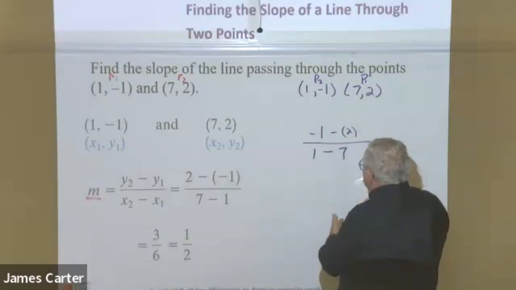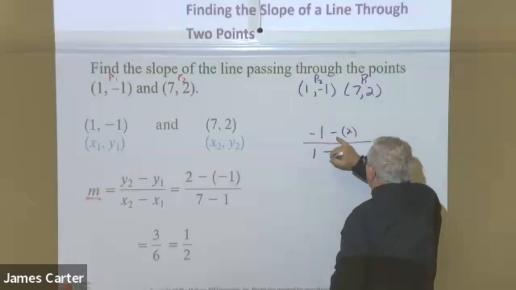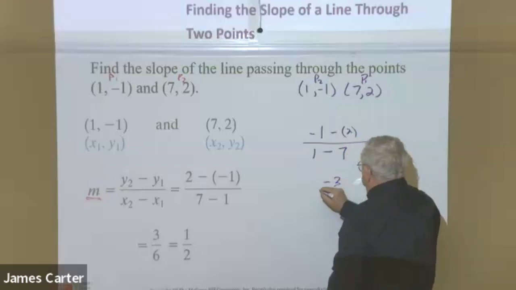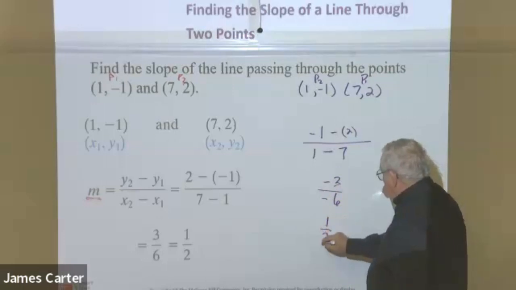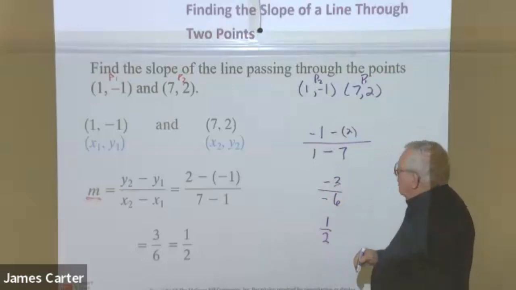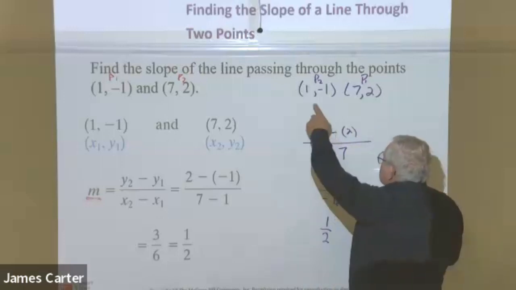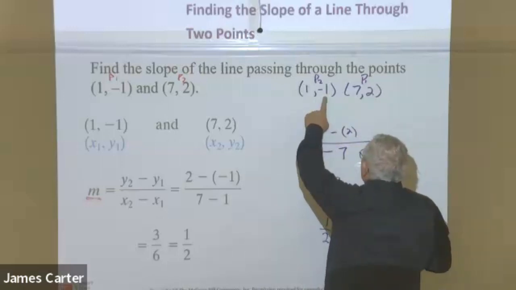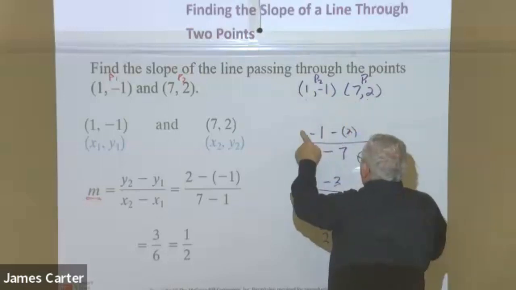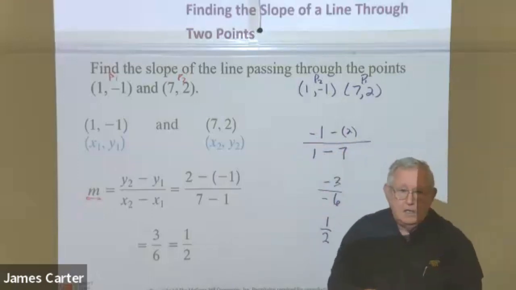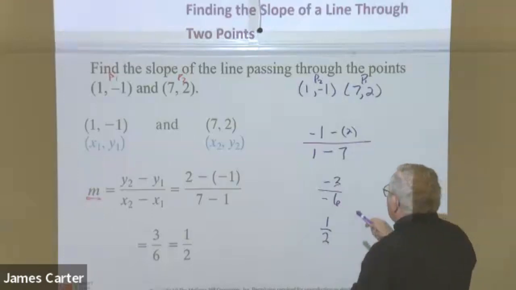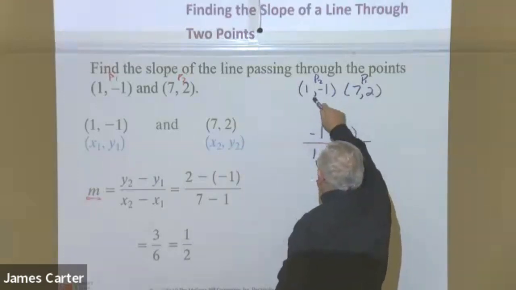Now, let's see what this works out to be. 1 minus 2 gives me -3. 1 minus 7 gives me -6. The negatives cancel. I get 1/2. Now, why do I prefer this? Because I simply go left, right, left, right, left, right, left, right. And you're less likely to make a mistake than if you do that. So I always suggest that you call the first of the 2 points you're going to deal with point 2.